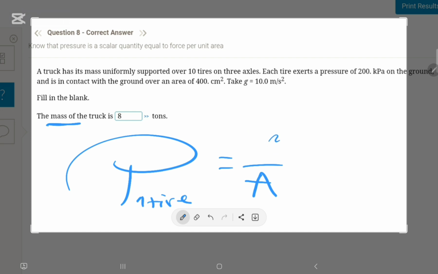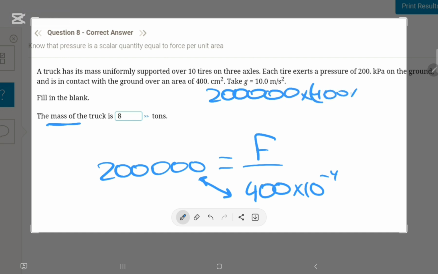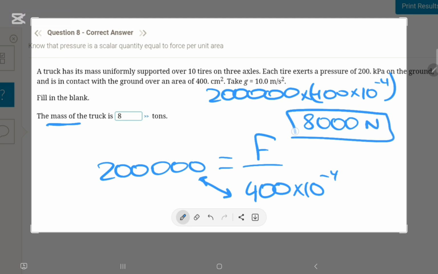The force exerted, we'll keep it as F. The area of one tire is 400 centimeters squared, but times 10 to the negative 4, right? Because we need to convert to meters squared. And the pressure by one tire is 200 kilopascals, or 200,000 pascals. So we cross multiply, we do 200,000 pascals times 400 times 10 to the negative 4. And then you plug it into the calculator and you will get 8,000 newtons for the force. This is exerted by one tire. Now, for 10 tires, we just multiply by 10, and you will get 80,000 newtons.